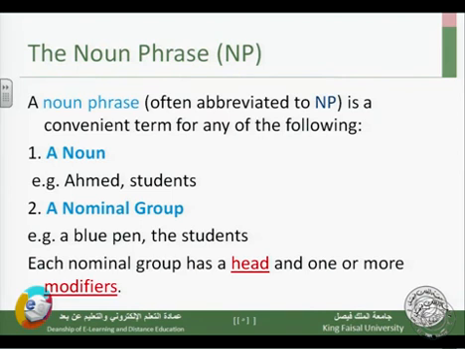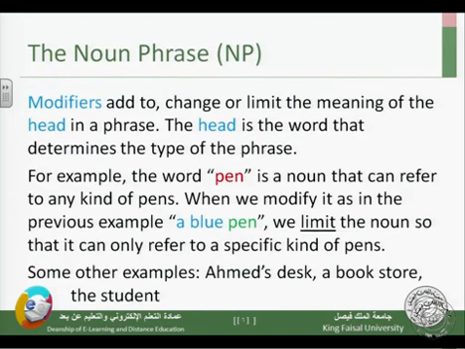The second type, nominal groups, like a blue pen and the students. And if you notice, these conform to our definition of phrases. So nominal groups contain one or more modifiers and a head. So each nominal group has a head and one or more modifiers. Modifiers add to, change, or limit the meaning of the head in a phrase. So the head is the word that determines the type of the phrase, and the modifiers add to its meaning, change it, or limit it.